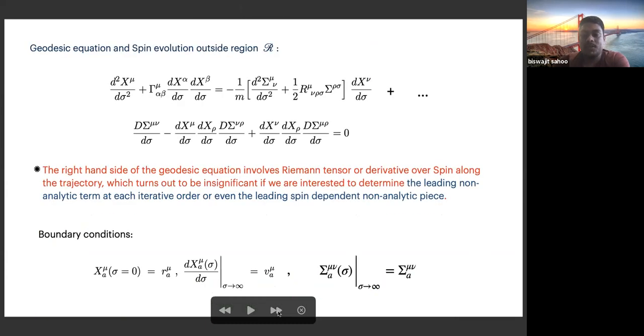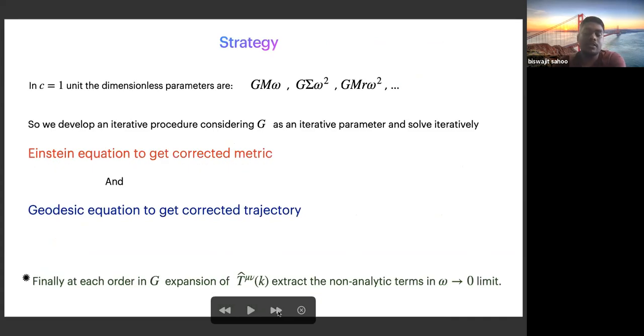And a similar thing happens for the gravitational energy momentum tensor also. You can add higher curvature terms, R to the power 4, R squared, all these terms, but since they again involve more derivatives over the metric, that gives more powers of omega, so it will contribute at more subleading order in the omega expansion. And so the strategy will be basically we have to solve the Einstein's equation to get the corrected metric and the geodesic equation to get the corrected trajectory, and we have to do this iteratively order by order in G. And finally, we have to compute the Fourier transform of the energy momentum tensor in the omega going to 0 limit and try to extract the non-analytic pieces.